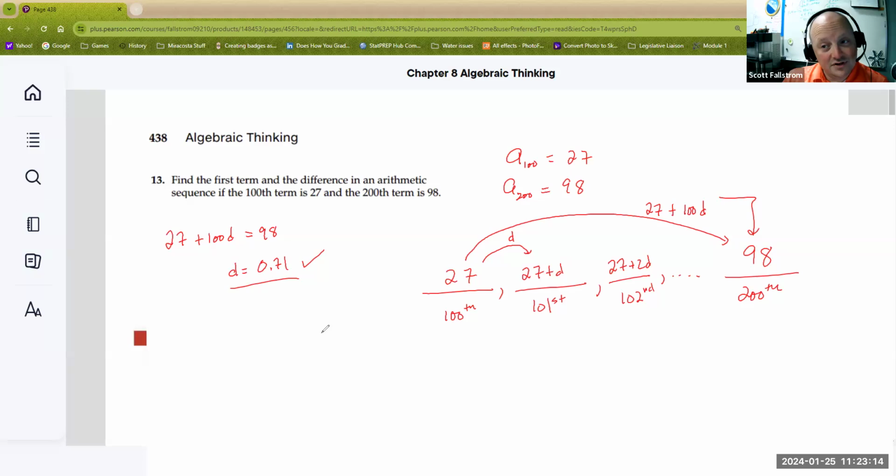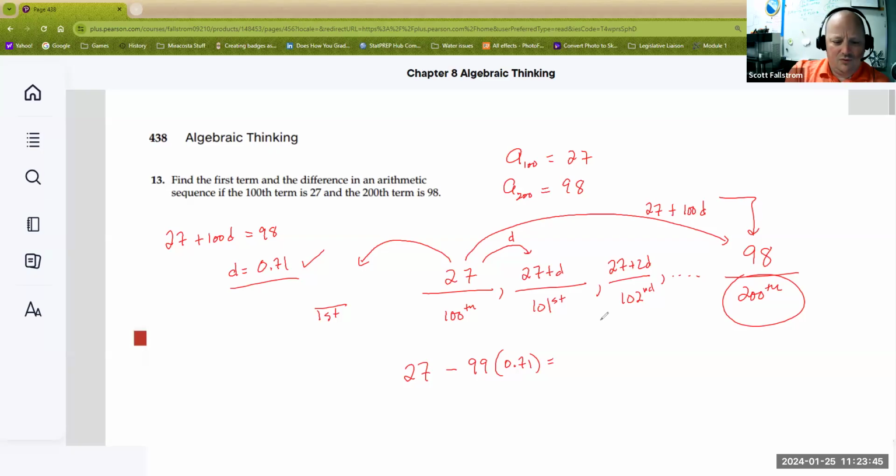And then you could say, well, how do I get to the first term? If I went up 100 terms to get to the 100th term, to get to the first term in the sequence I only have to go down 99 terms, not 100. So I'll take 27 and take away 99 common differences, and that will get me the first term. 27 minus 99 times 0.71 is negative 43.29. And that's the exact same thing we had from the previous problem.